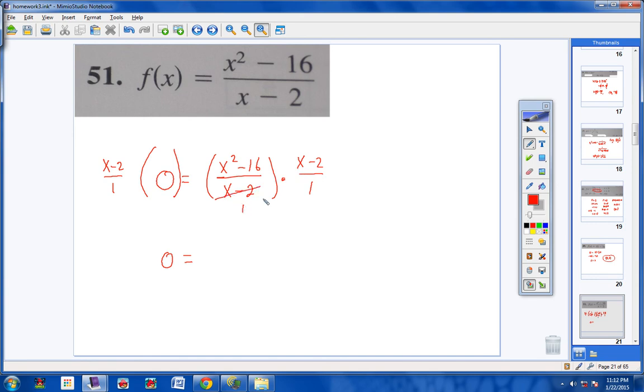X minus 2 cancels with x minus 2. You're just left with x squared minus 16 over 1, which you really don't need, so x squared minus 16. Now students, we know how to finish this. Bring the 16 over and make it positive. Take the square root of both sides.